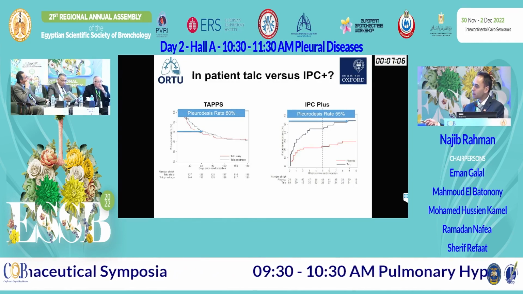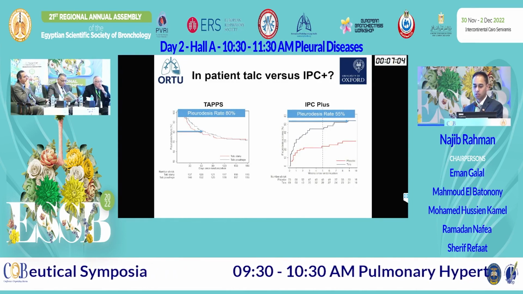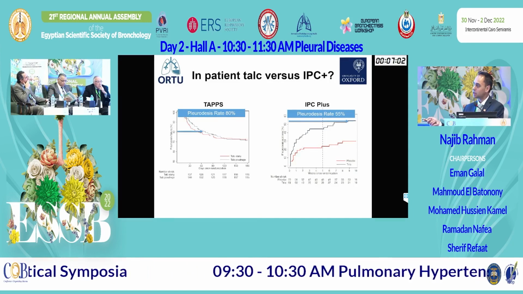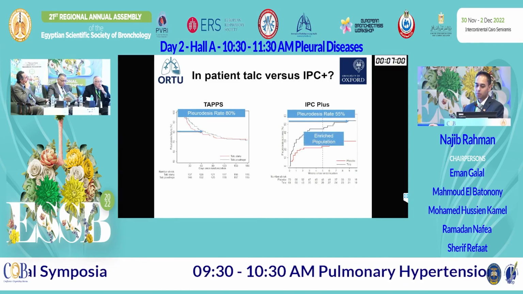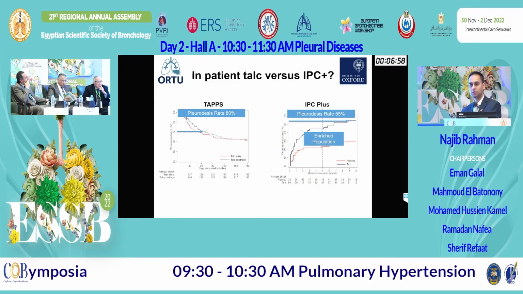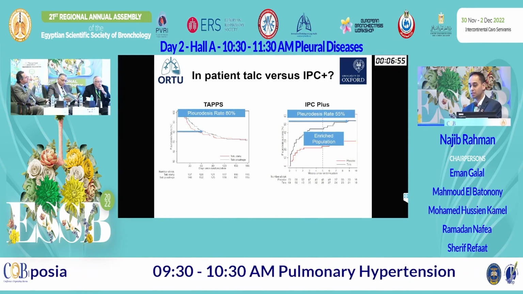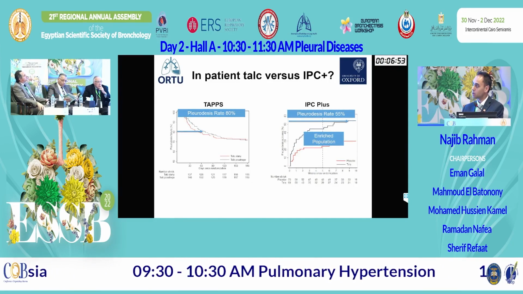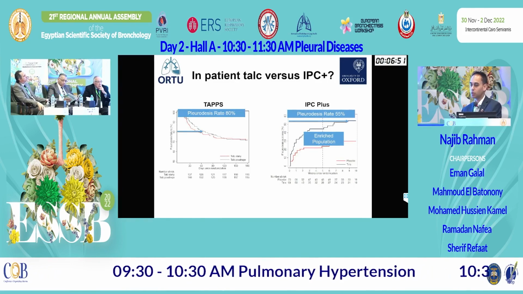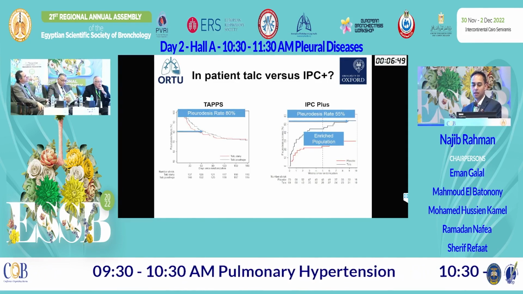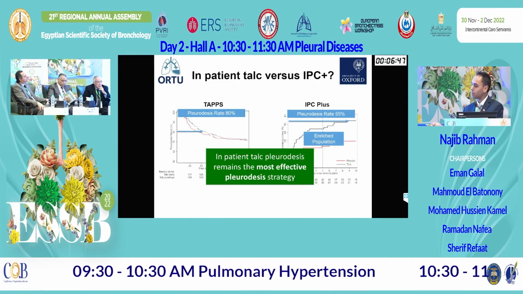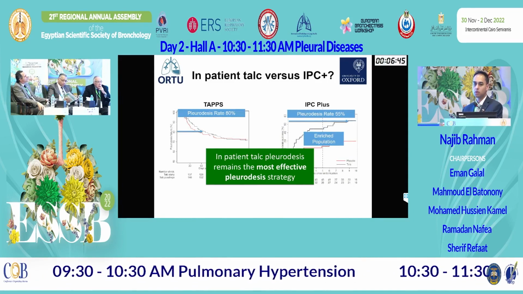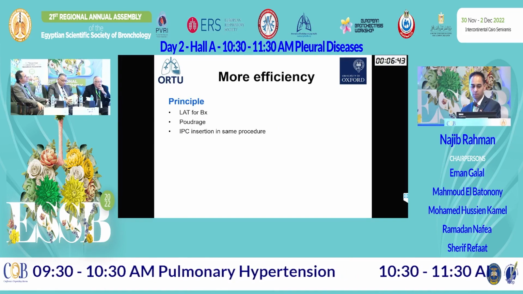There is no comparison between the two. You have a much higher pleurodesis rate. And not only that, but remember, TAPS included all comers, whereas IPC+ was an enriched population. So if you're going for a pleurodesis, the thing to do is to admit them to hospital and put a chest tube in them. These two are not equivalent in any means at all. So inpatient pleurodesis is still the most effective pleurodesis strategy.